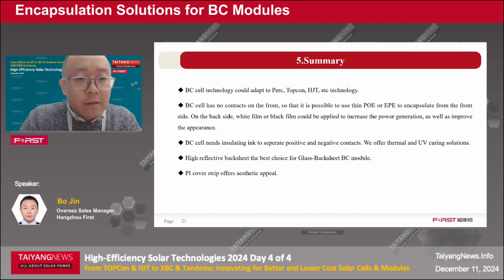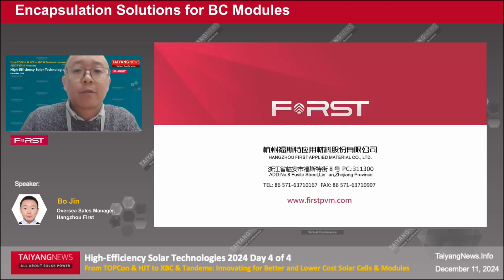And BC cell needs insulating ink to separate positive and negative contacts, and we are offering UV curing or thermal curing insulating ink. And we also offer the high reflective backsheet and the PI cover strip for BC modules. Yeah, that's all. Thank you. Thank you for your attention.